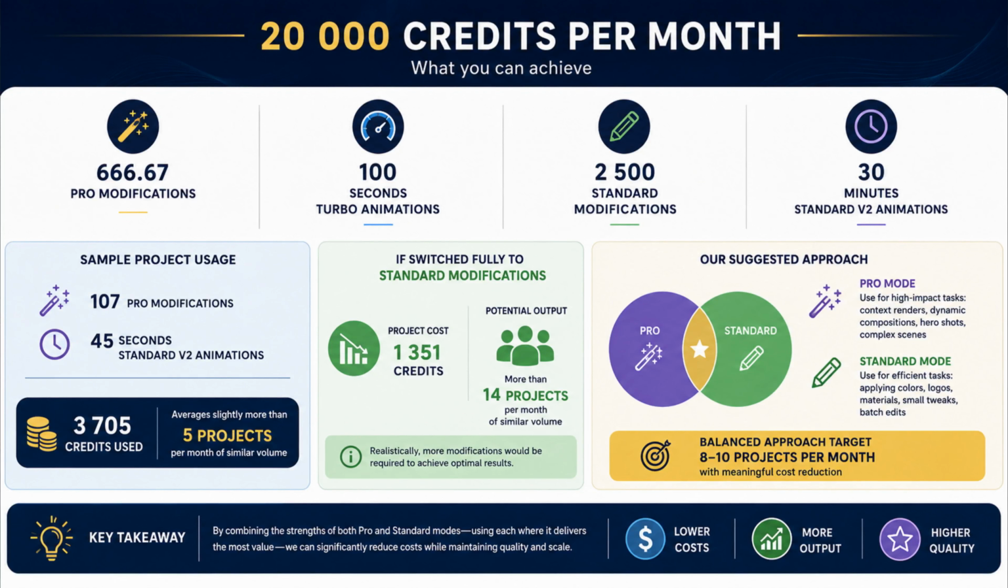So let me break down a little bit more of what that means in terms of overall credits. In the pro mode, we get 20,000 credits per month. That equals roughly 666 modifications in total, right? So if you were only to do modifications, you could do more than 666 in the pro mode. Or you could make 100 seconds with the turbo animation, which is crazy, right? Only 100 seconds and all credits would be gone.